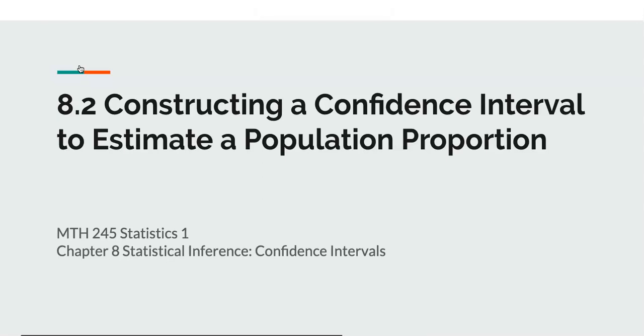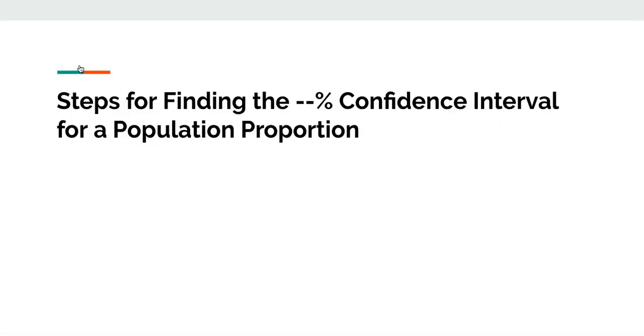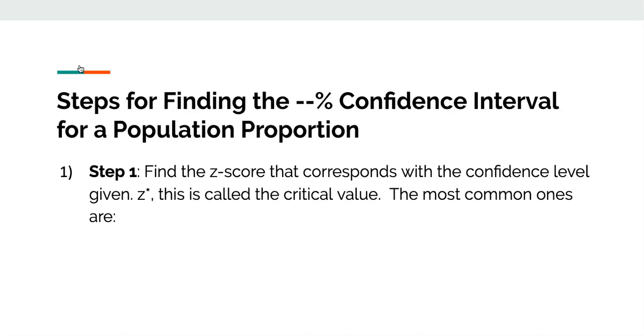8.3, we're going to do the same thing, but to estimate the population mean. But here, our goal is to predict what p is. Population proportion, remember we use the little p for the symbol. So here are the steps for finding the blank percent confidence interval. 90%, 95%, 99%. Common one is 95%. But any confidence interval, any level, we can use the same steps. We're just going to have a different z-score that we're using.